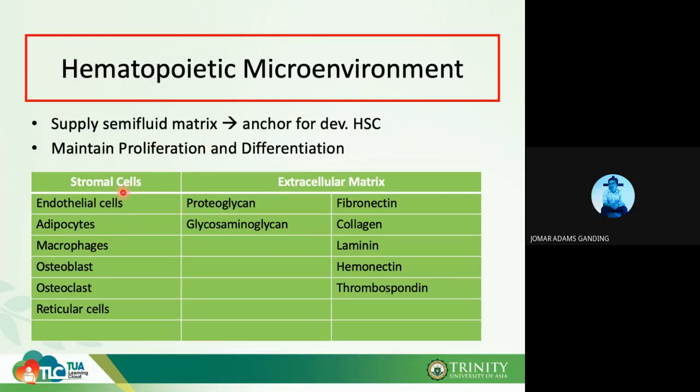So if you notice, when we say stromal cell, all of those are different cells. When we say extracellular matrix, these are already substances that are in the extracellular portion of your hematopoietic... What is the proper term? Hematopoiesis.